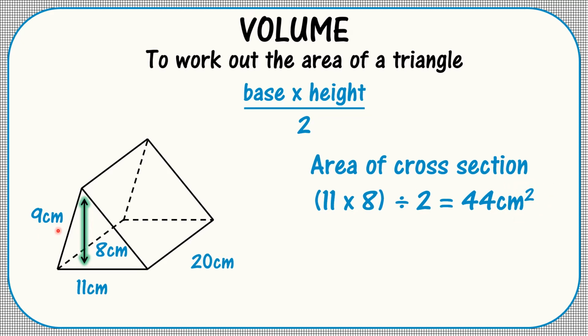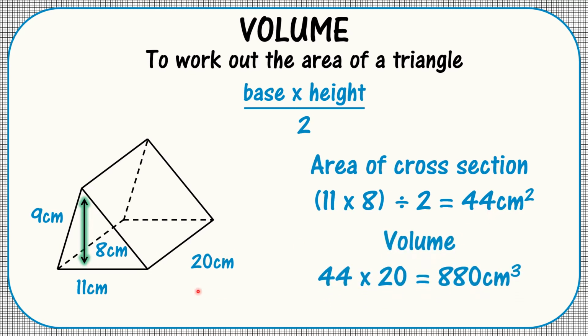You need to remember sometimes they'll give you lengths which are not required. So make sure you're using the perpendicular height to work out the area of the triangle. Next, what we will do is we'll times this value by the depth, which is 20 centimeters. You will do 44 times 20, which equals 880 centimeters cubed. So the volume for this shape is 880 centimeters cubed.